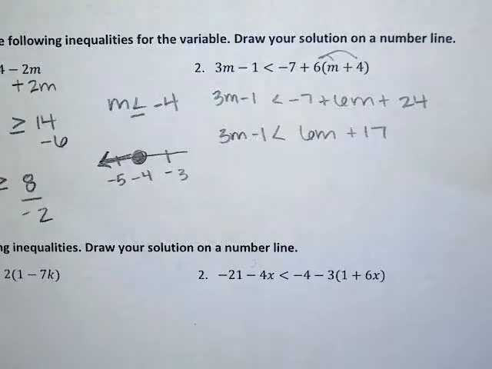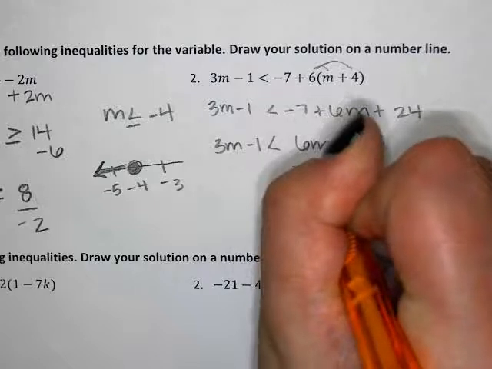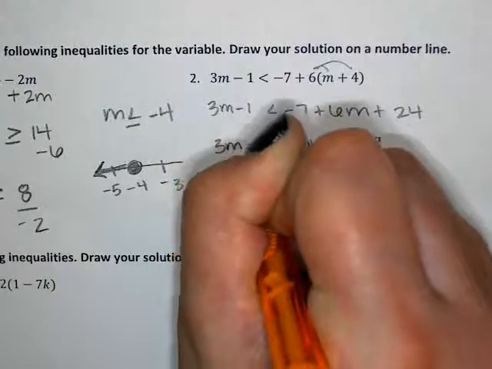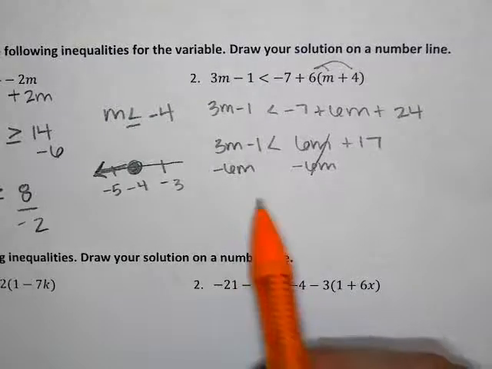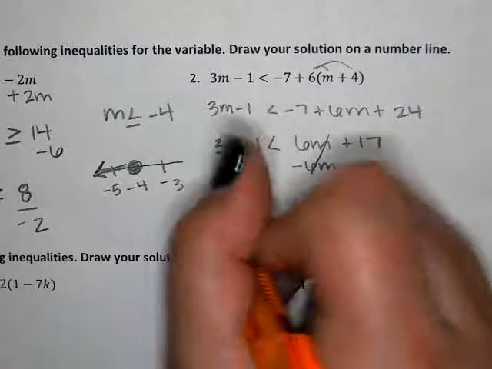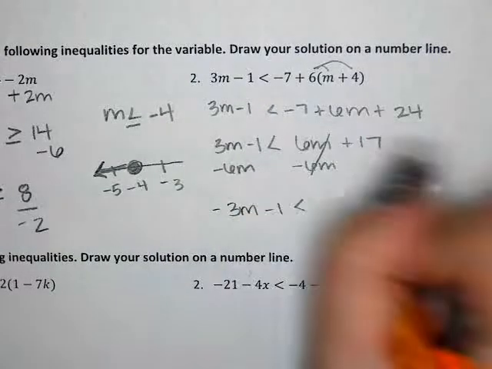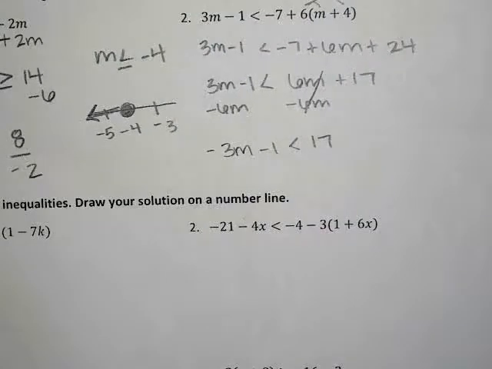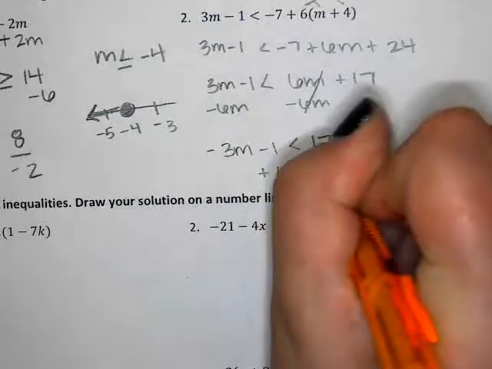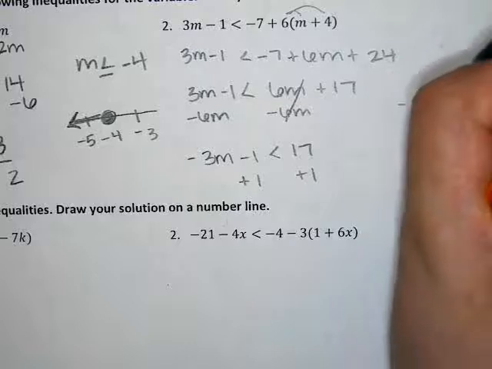Okay, I'm going to force us to practice this again. So I'm going to say the next step I'm going to make us subtract the 6m. Okay. So what do we have on the left side? Okay. It's less than 17. And then what should I do? Okay. So negative 3m is less than 18.